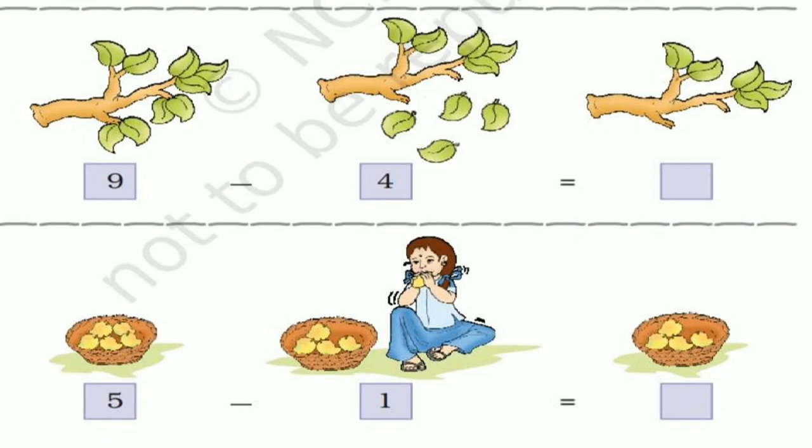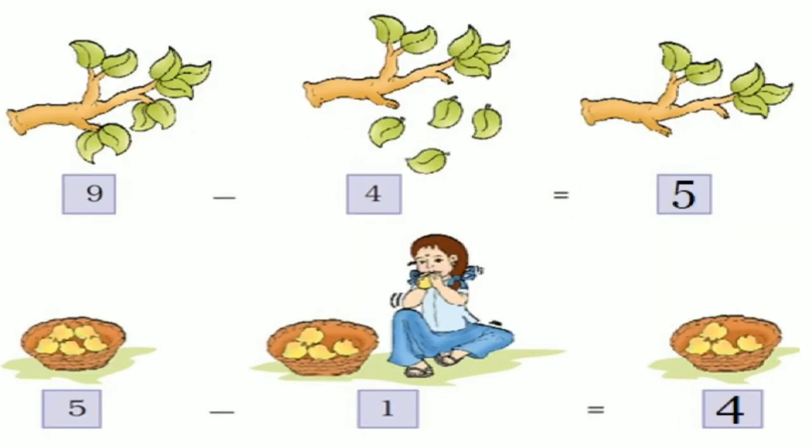In the next picture you can see some mangoes in a basket. How many mangoes are there? 1, 2, 3, 4, 5. There are 5 mangoes in the basket. If the girl eats 1 mango, how many mangoes will be left in the basket? 5 minus 1. If we remove 1 mango, how many will be left? Yes, there will be 4 mangoes in the basket.